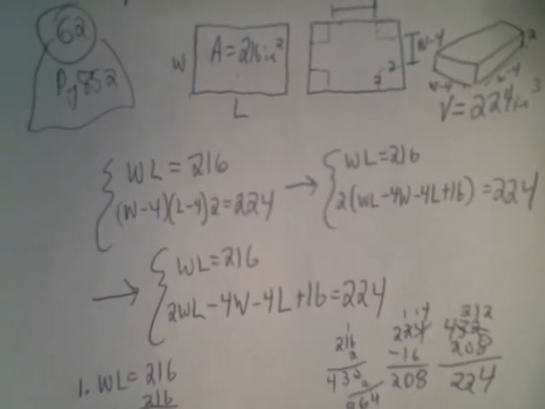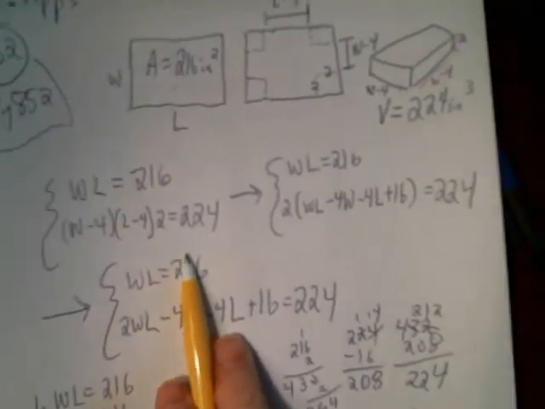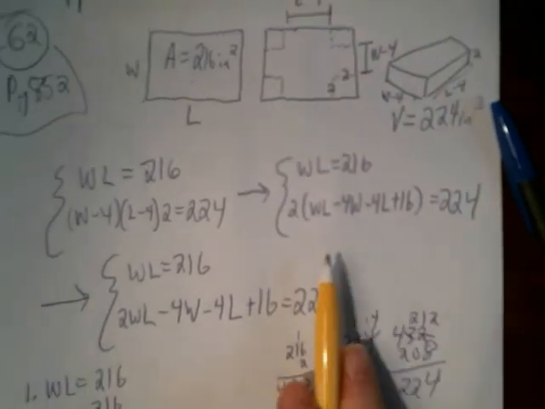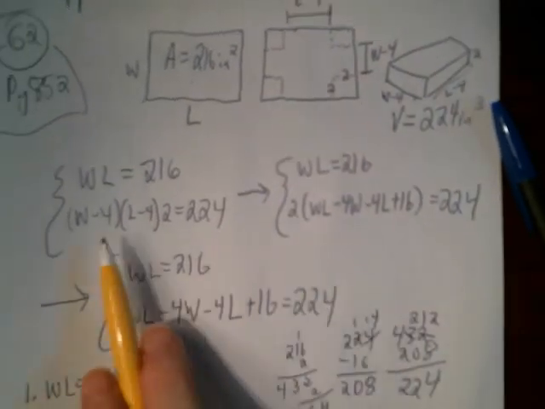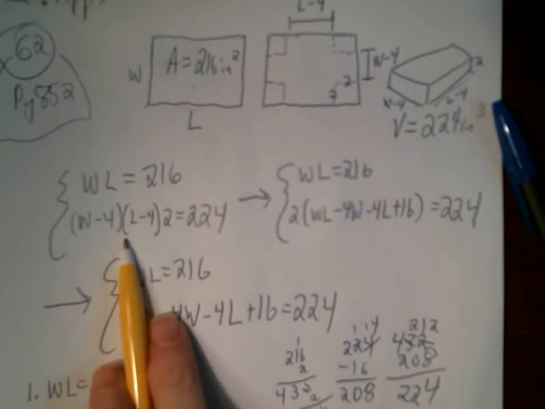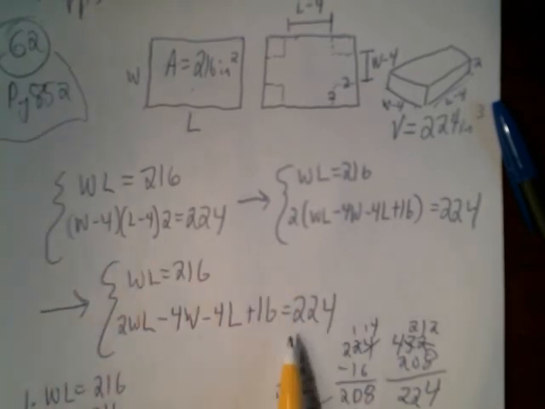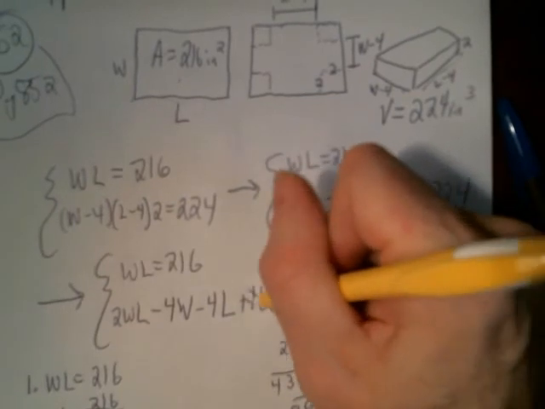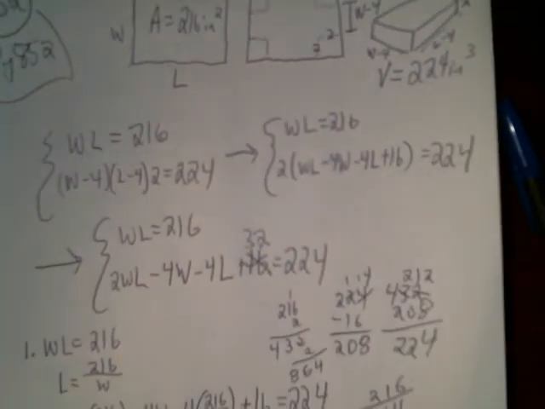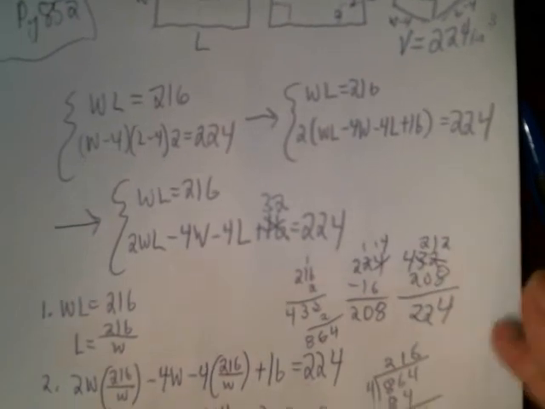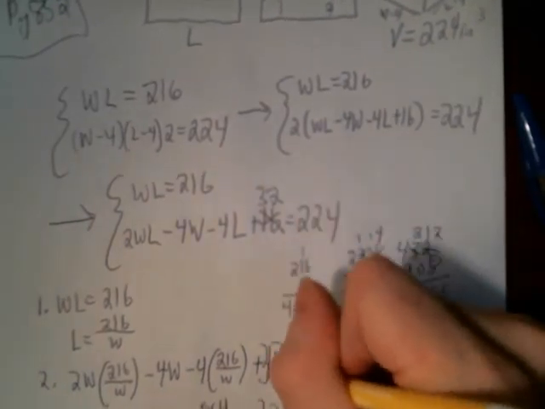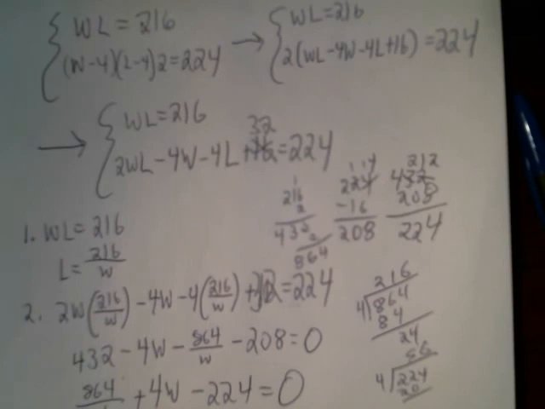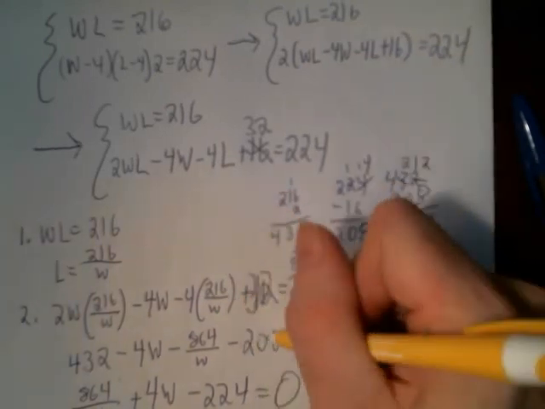Let me go back and look. So this is right. This is right, I think. WL minus 4L minus 4W plus 16. And then when I distributed, frick, there it is. It should be 32. Right, so let's carry that down. This is 32. Then I bring over the 224. That'll be 192.